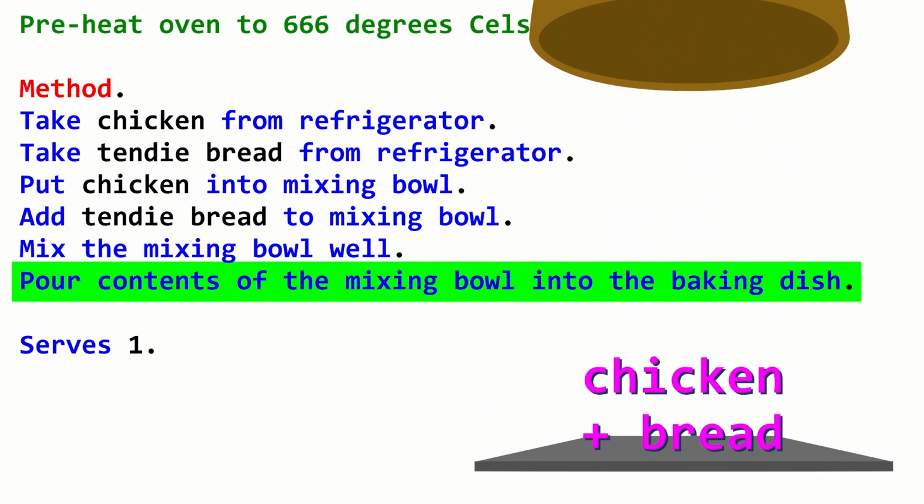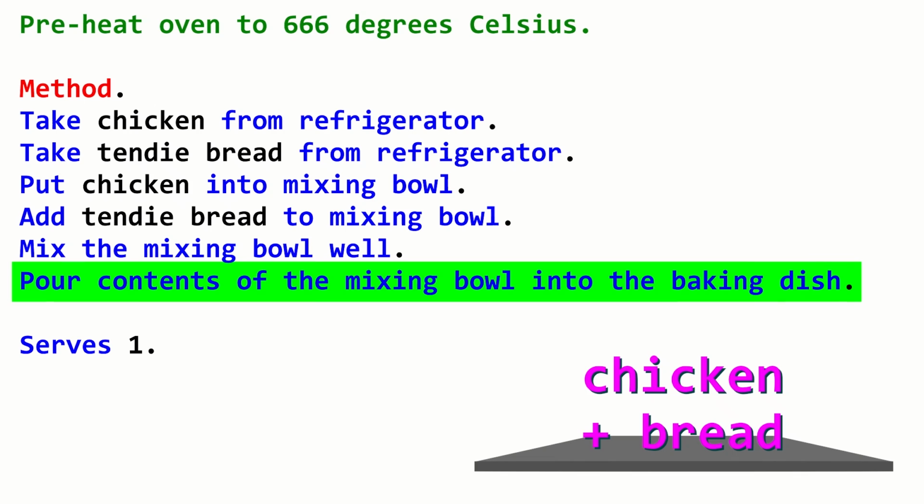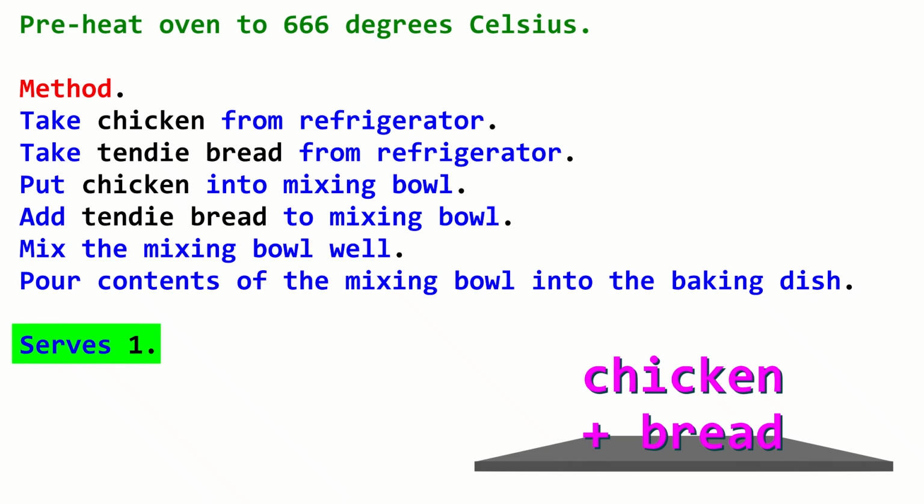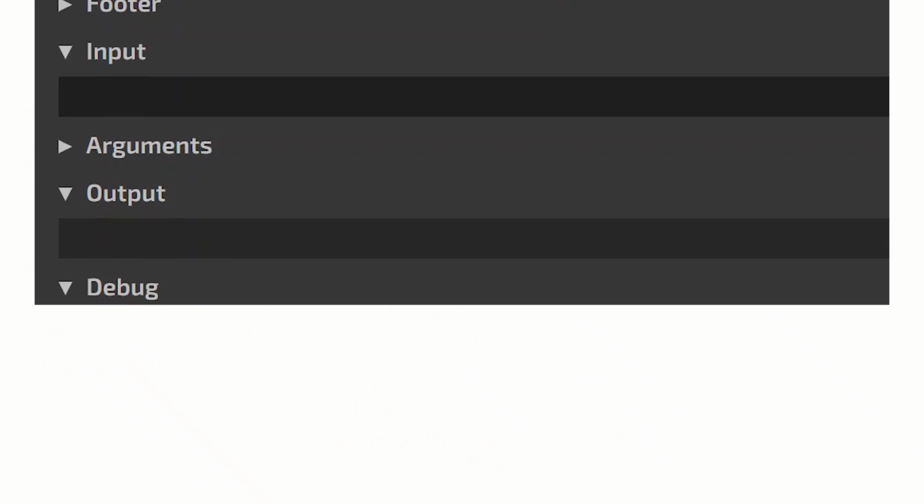The program concludes with specifying how many people the recipe can serve. In our case, we only serve 1. This final command takes that many baking dishes and reads them to the screen. So now we have an adding program.